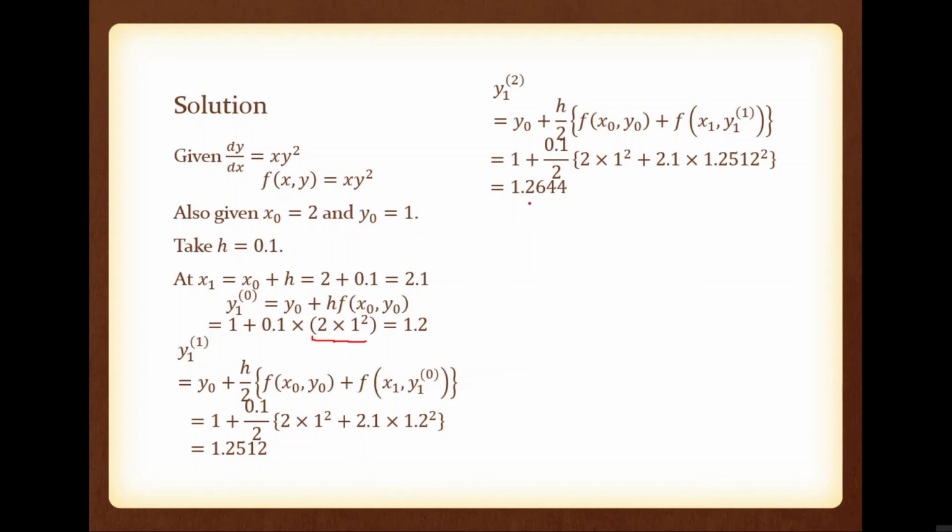So please note, this y1 of 2 and y1 of 1 are not equal. So we have to continue. Means we have to find y1 of 3 by using this y1 of 2. So find it and give me the answer.